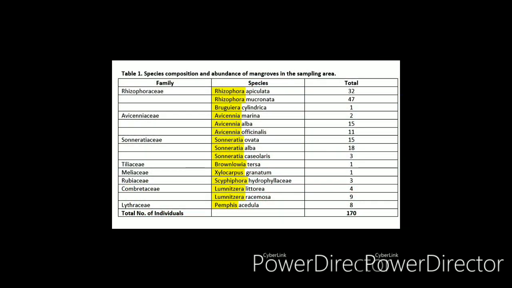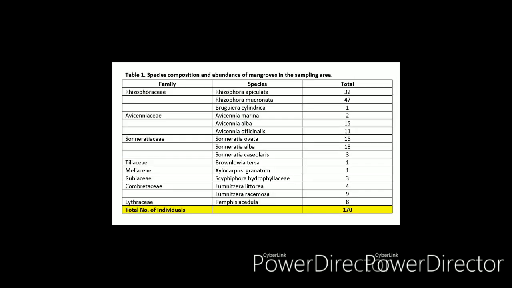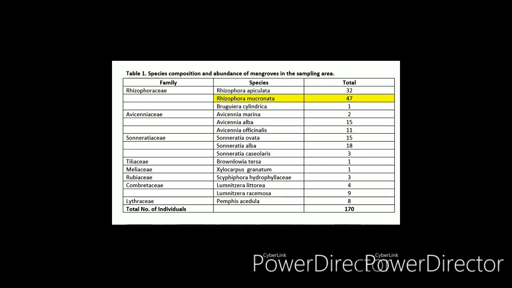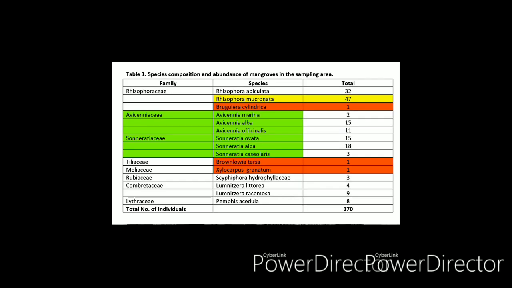The species composition, as shown in Table 1 below, consisted of 15 species of 9 genera belonging to 8 different families. A total of 170 individuals were identified and measured. Species Rhizophora mucronata was the most abundant, while Bruguiera cylindrica, Brownlowia tersa, and Xylocarpus granatum were the least in abundance. However, species belonging to the families Avicenniaceae and Sonneratiaceae were found to be evenly distributed in the sampling site.